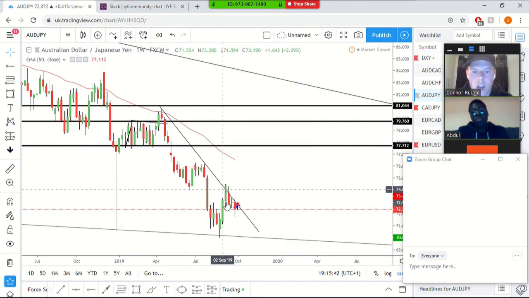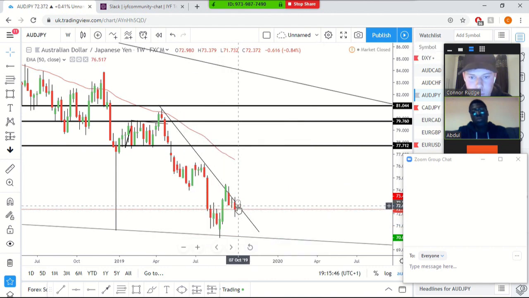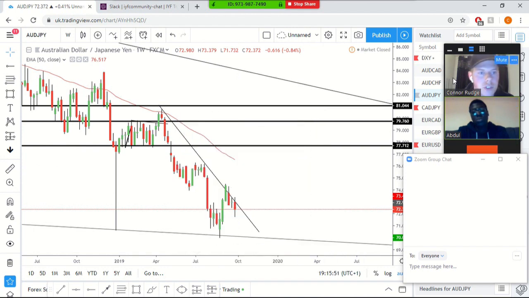if anyone doesn't recognize this platform, it's called TradingView. You should really use it if you do any sort of technical analysis at all. It's much cleaner than any of the MT4 charts, and it's just much simpler to use.